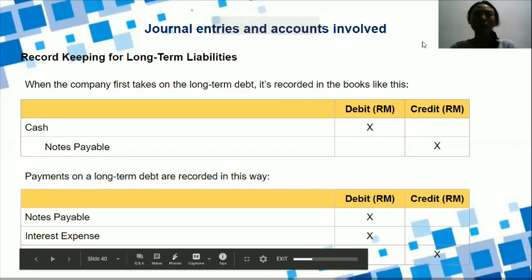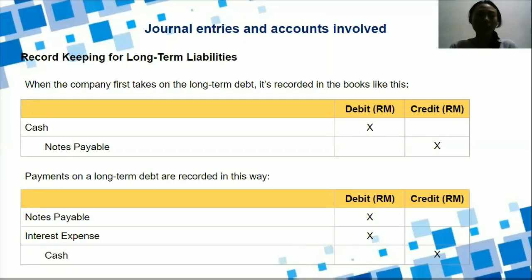Now we continue with the journal entries and accounts involved. The first journal entry indicates that when the company first takes the long-term debt, they will need to record it like this. They will firstly debit the cash and also credit the notes payable. When they debit the cash, it means that they already received the money, and when they credit the notes payable, it means that there is an increase in the liability.